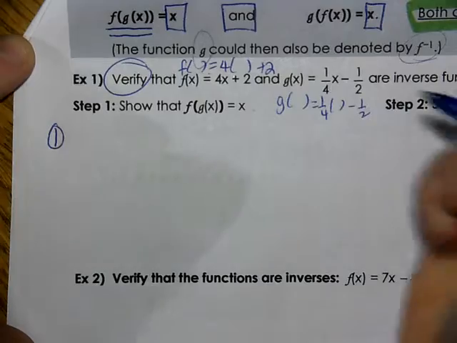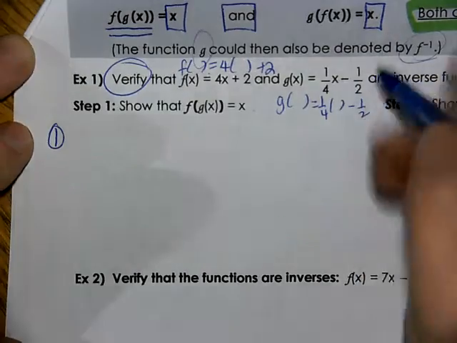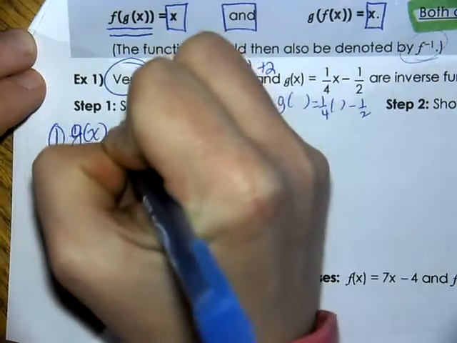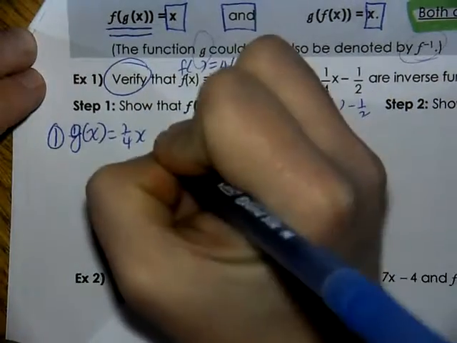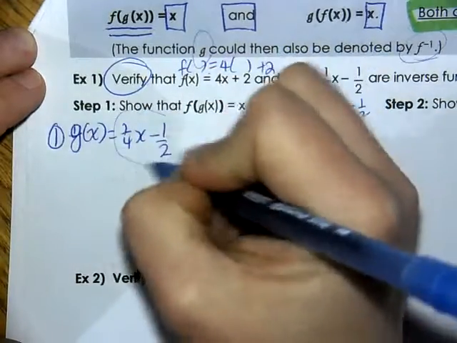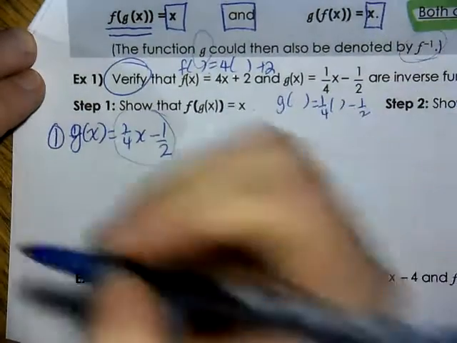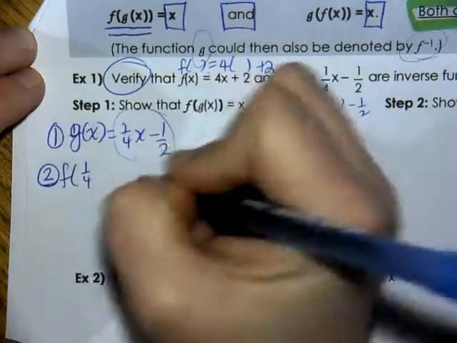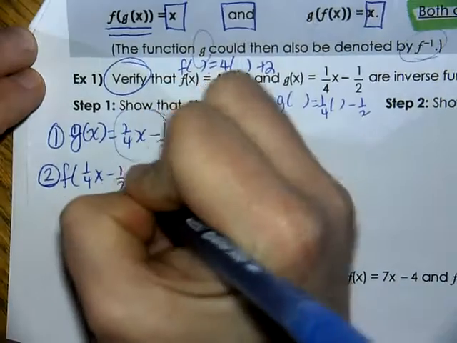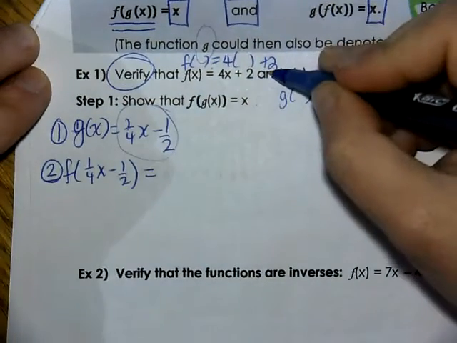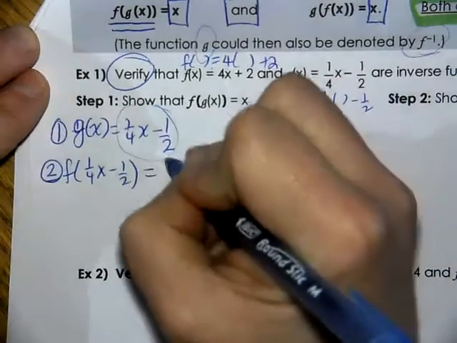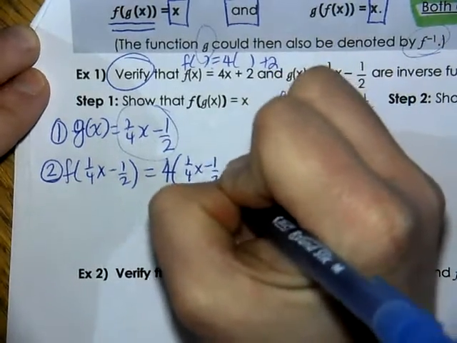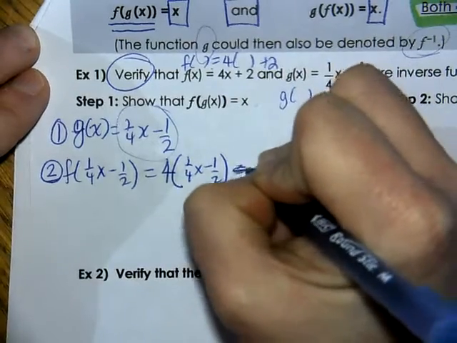The inside we have g of x, which is 1/4 x minus 1/2. And we're going to substitute this function into our f function. So that is f of 1/4 x minus 1/2. I'm going to substitute it directly into my f function. So that is 4 times 1/4 x minus 1/2, plus 2.